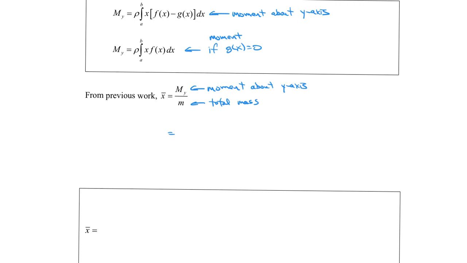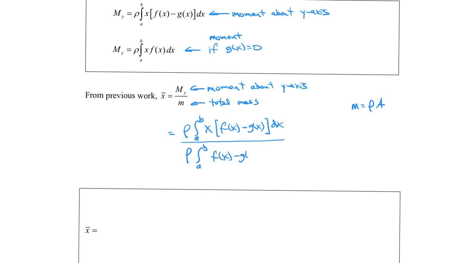This would give us the formula from above, and we divide this by the total mass. Well, remember what the total mass is? Mass is density times area. Remember from the formulas above, mass is density times area. So density is here. Now area, we already know how to find the area. Remember from section 6.1, the area between two curves is top curve minus bottom curve. We learned that long ago. That's just the integral from a to b of f of x minus g of x dx, because this is just the area between the two curves.